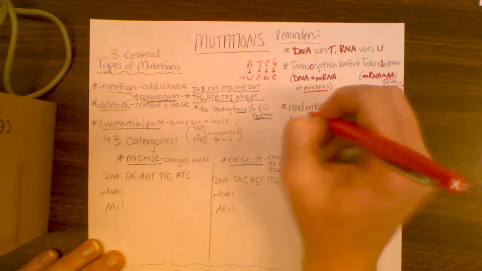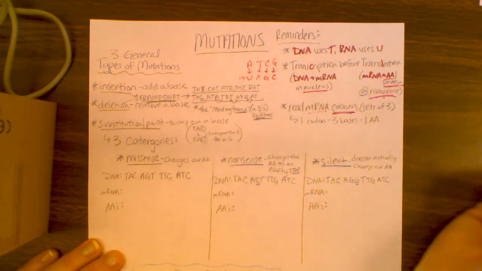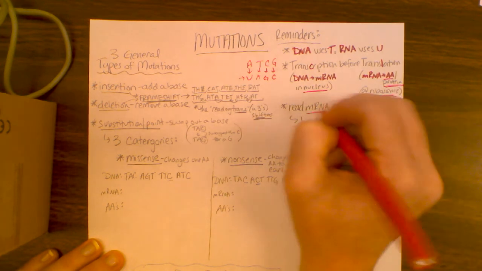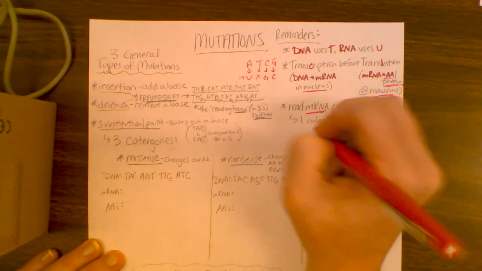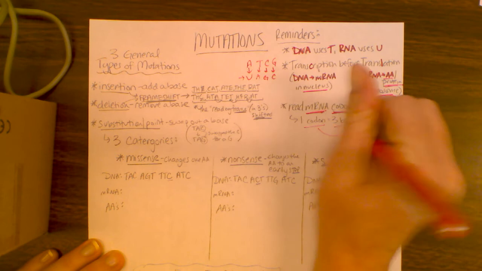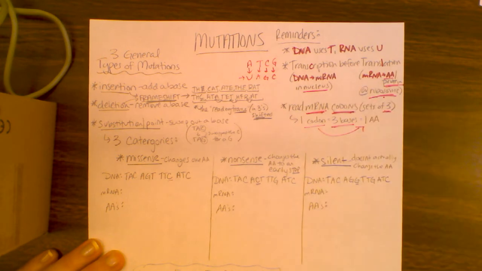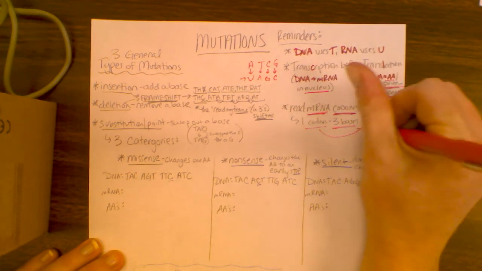And then when we read that mRNA, we read it in codons, which is sets of 3 bases of the mRNA. Okay, so make sure when we're reading those, we're reading the mRNA. And so one codon gives you 1 amino acid, which means that 3 bases give 1 amino acid. So for the record, AA is amino acid.